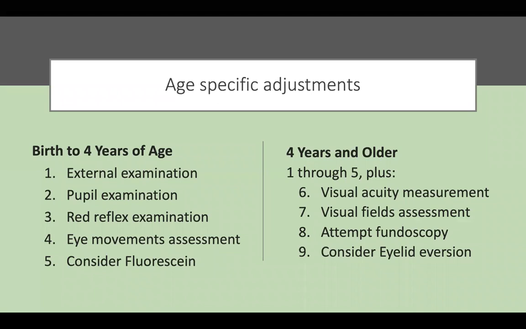We know that children do not always want to cooperate. This is especially true for younger children. So here we have a guide which suggests the aspects of eye assessments that we should be attempting in 2 age groups. In children from birth to 4 years of age, we should be attempting external examination, pupil examination, red reflex, eye movements assessment, and we should also consider fluorescein staining. In children aged 4 years and older, we should be attempting 1 through 5 plus visual acuity measurement, visual fields assessment, fundoscopy, and we should also consider eyelid eversion.